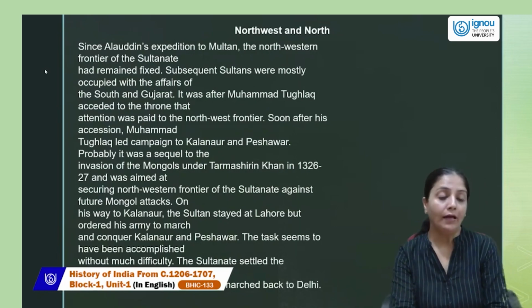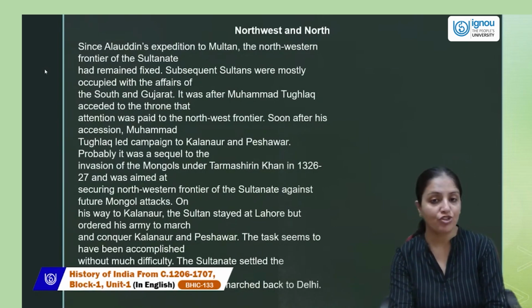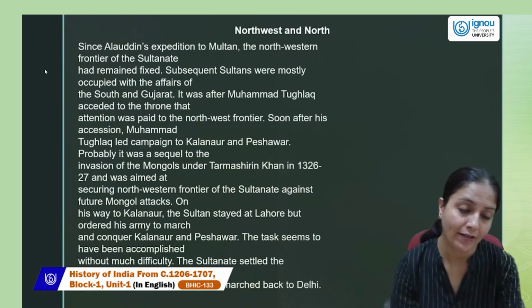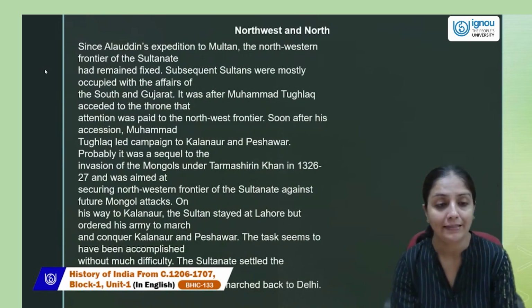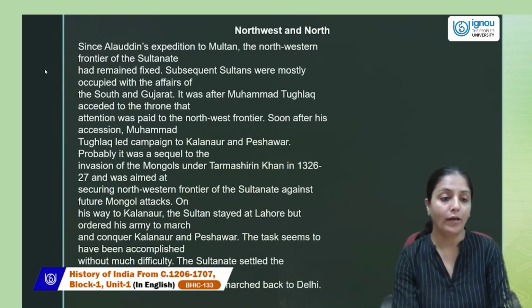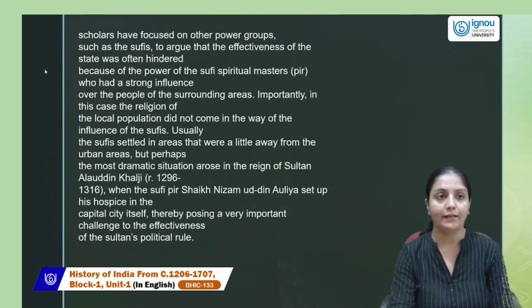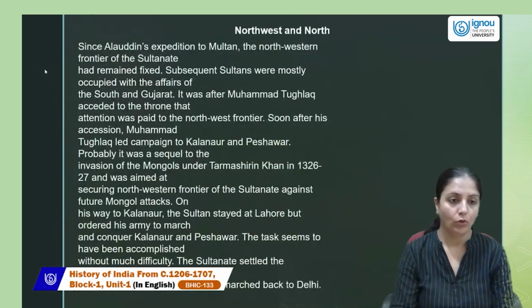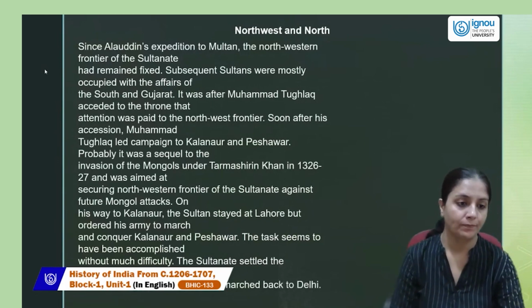Probably, it was a sequel of the invasion of Mongols under Tamerlane Khan in 1326-27 and was aimed at securing the northwestern frontier of the Sultanate against future Mongol attacks. Next, how was the nature of the state at that time? We have left so many things in the northwest and north.